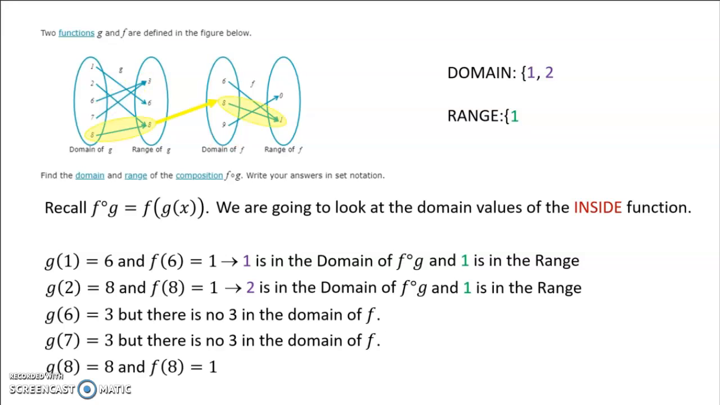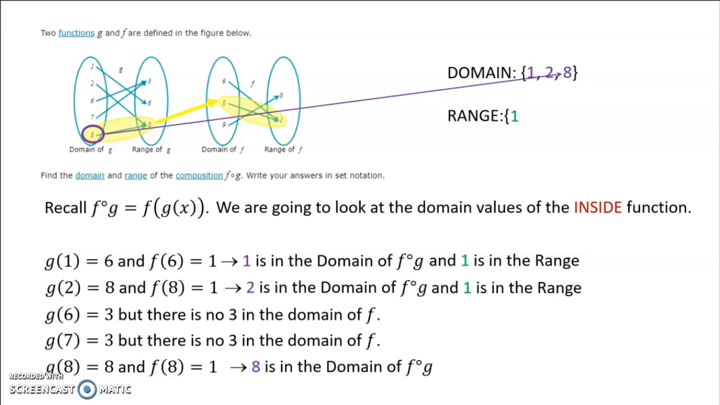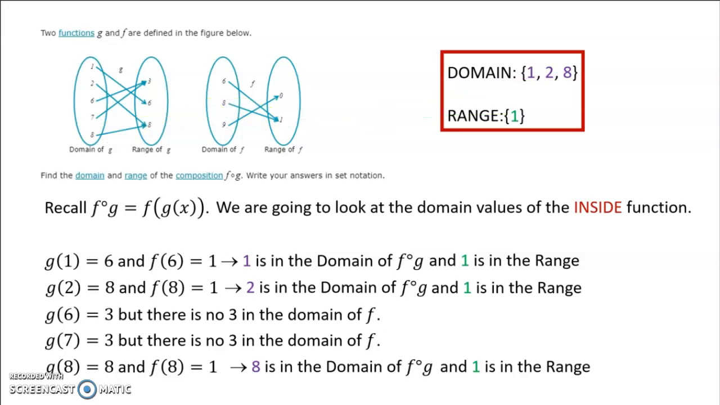g of 8 is 8, and f of 8 is 1. That means that 8 is in the domain of f of g, and 1 is in the range. So that would be our answer for the domain and the range of f of g. We're going to look at two more.